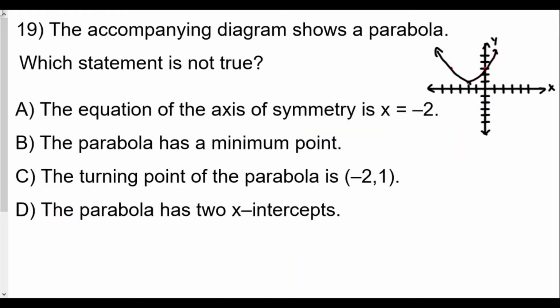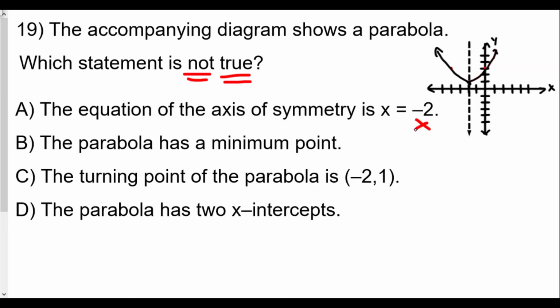Number 19. The accompanying diagram shows a parabola. Which statement is not true? Very important. Underline the words not true. Okay? So when we do this, the equation of axis of symmetry is x equals -2. Now the axis of symmetry is going to be that line that goes down the middle of the parabola, kind of like the line of reflection, if you will. So we see here, it's this dashed line here. And if our dash is correct, that's at x equals -2. So yeah, that's actually a correct answer. So it's not going to be this one.